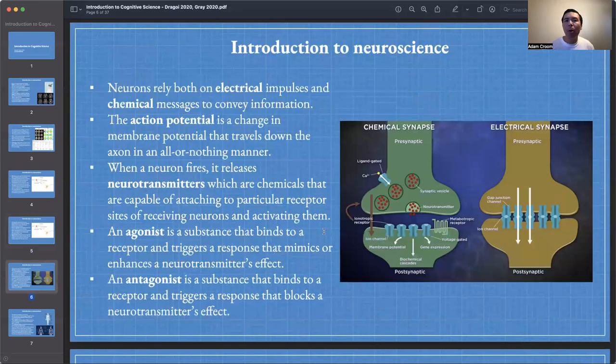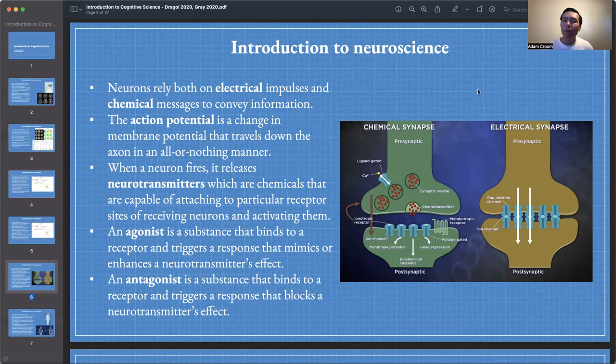So neurons rely both on electrical impulses and chemical messages to convey information. And we see here, we have a figure of a chemical synapse and an electrical synapse. The action potential is a change in membrane potential that travels down the axon in an all or nothing manner. When a neuron fires, it releases neurotransmitters, which are chemicals that are capable of attaching to particular receptor sites of receiving neurons and activating them.